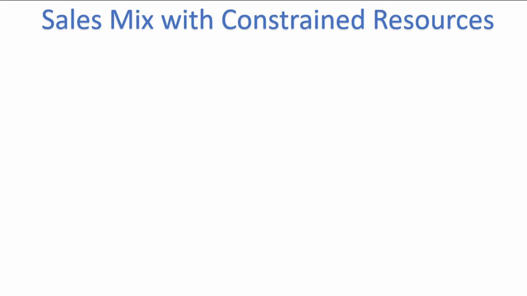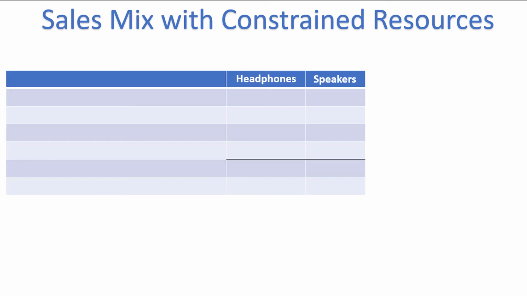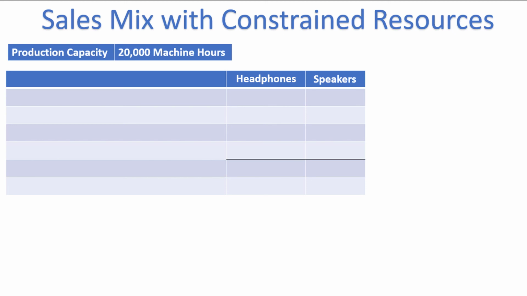In this video, we will discuss how a company should determine its sales mix when resources are constrained. Let's suppose that Ellison Enterprises produces headphones and speakers. Currently, there is a production capacity of 20,000 machine hours. The market demand for headphones is 15,000 units and 20,000 for speakers. This means that Ellison Enterprises can sell up to 15,000 pairs of headphones and 20,000 sets of speakers.